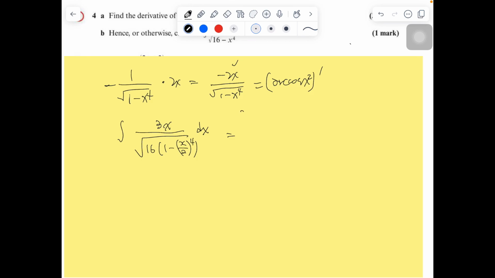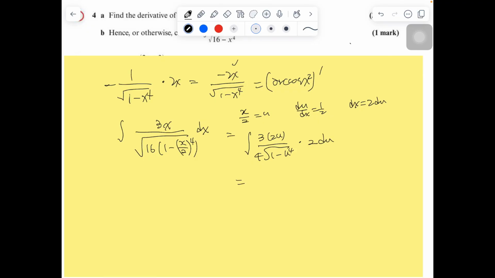So now let's set x over 2 becomes u, du over dx becomes 1 over 2, so dx is 2 du. So in the integral, 3x is 2u, and square root 1 minus u to the power of 4, and 2 du. So we need the negative, and it's almost there. So 3 over 2, integral negative 2u, square root 1 minus u to the power of 4 du. So negative 3 over 2.